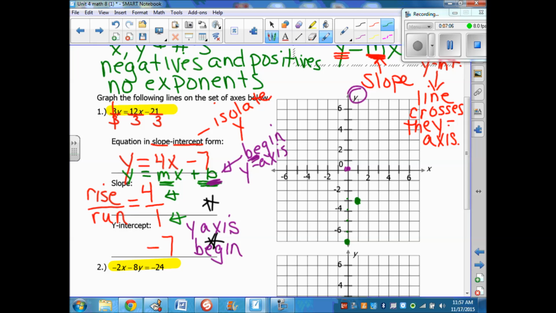And now I'm going to do it again, the same pattern. I'm going to rise up 1, 2, 3, 4, and run 1 and put a point. You can do it again, the same pattern. Rise up 1, 2, 3, 4, and run 1. Put your point. Now grab your straight edge and let's draw that line in.